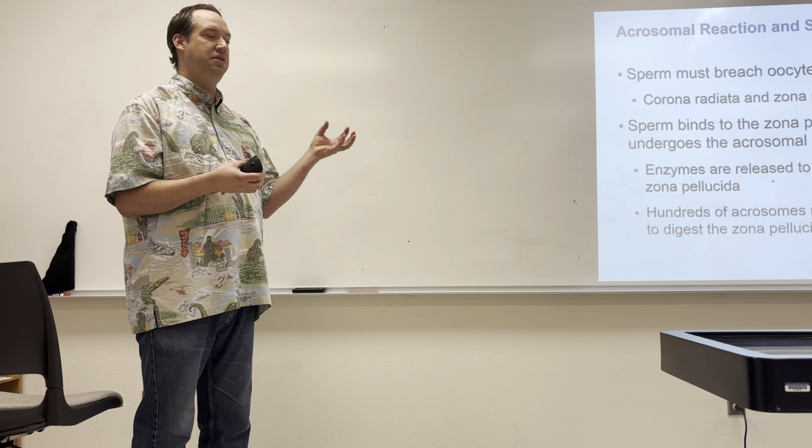polyspermy. Polyspermy would be multiple sperm cells fertilizing the oocyte. So we have to block that. As soon as the sperm cell enters the egg, we get a calcium surge from the endoplasmic reticulum in the oocyte, and it causes what we call a cortical reaction. The cortical reaction releases enzyme that destroys all the other receptors. So as soon as that first sperm cell binds, all the other receptors are dissolved. So now there's not a place for any other sperm to bind.